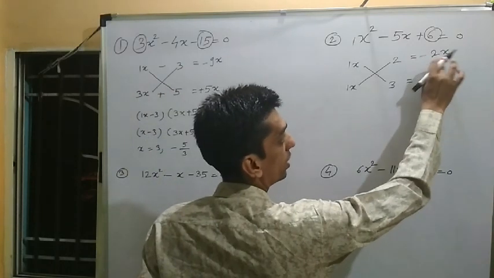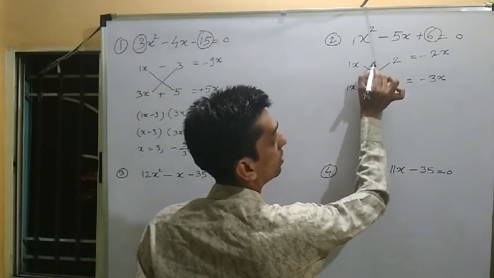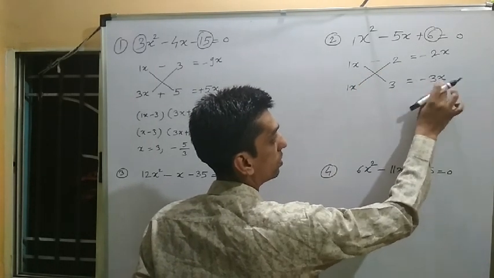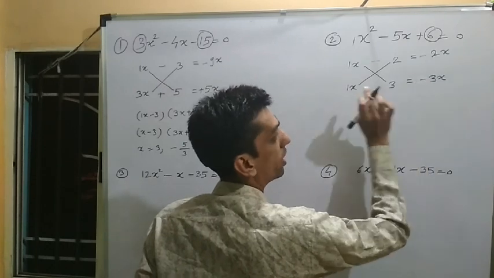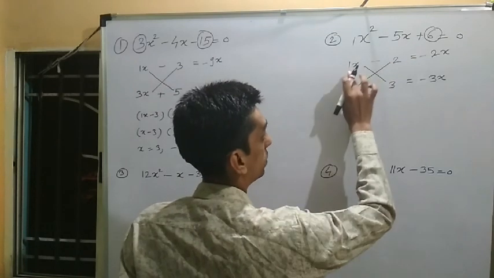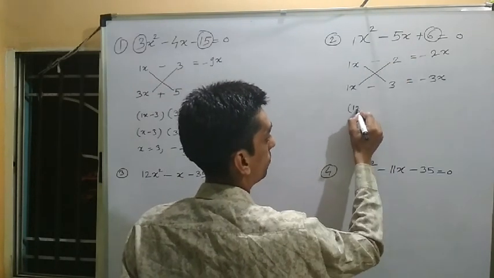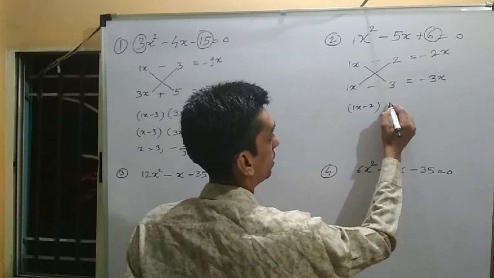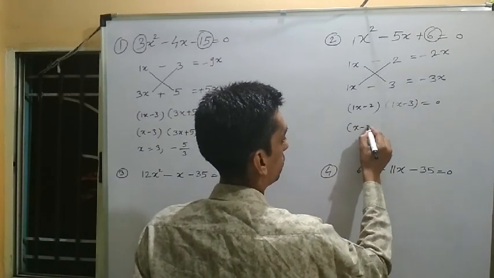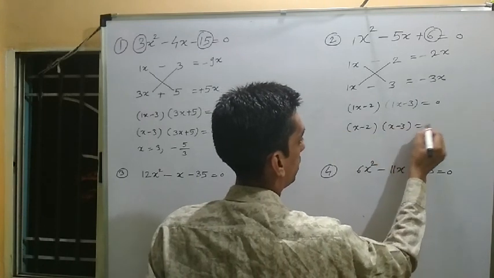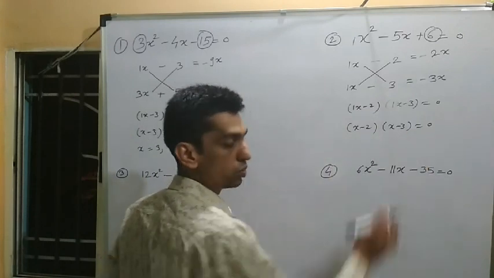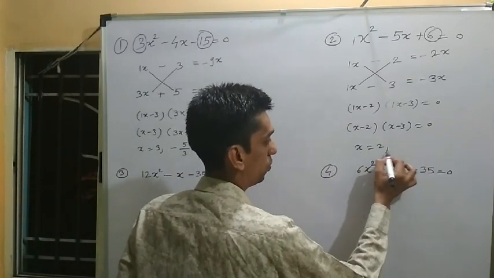The sign of this term is minus, so the same sign should be given here. Here also the sign of this term is minus, so the same sign should be given here also. So the factors of this equation are 1x minus 2 and 1x minus 3. That is, x minus 2 times x minus 3 is equal to 0. If we solve this by equating to 0, we will get x equal to 2, 3.